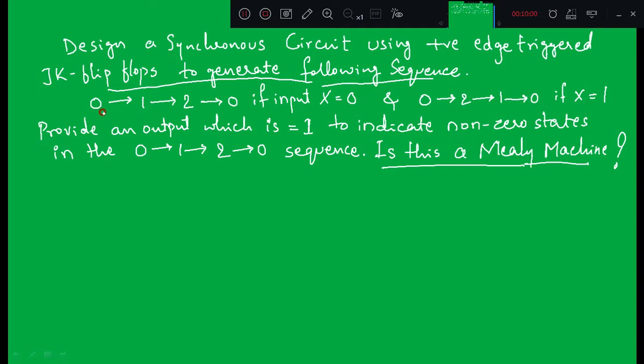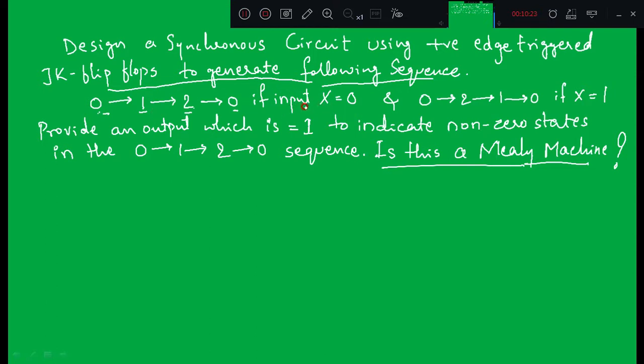The following sequence is given: 0, 1, 2 and 0. So there are 3 states, 0, 1, 2. After 2 again the states are going to repeat, right? So it is like designing a counter where the count values are 0, 1 and 2. There are 3 count values and we are going to design the same counter circuit.